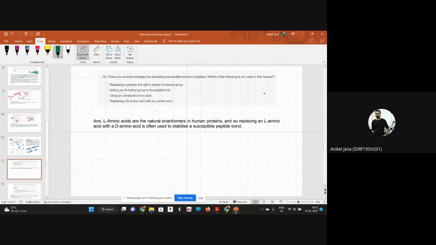There are several strategies for stabilizing the susceptible bonds in peptides. Which of the following is not used in this respect? I have already discussed that we use various protecting group strategies to stabilize our peptide. So, replacing a peptide link with a stable functional group. Do you use it? Mind it, this is mentioned here: replacing a peptide link with a stable functional group.